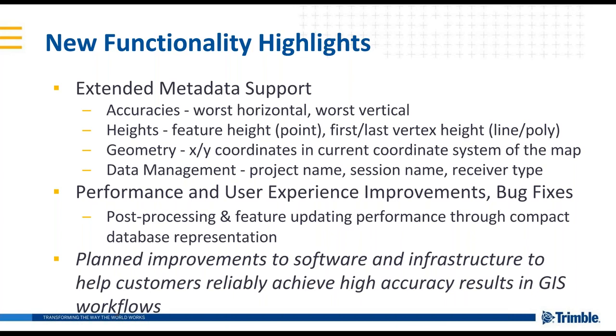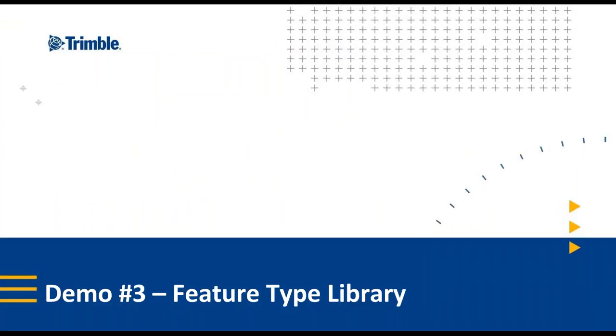The last thing is, and this won't necessarily make its way into this release, but we do have some planned improvements to both software and infrastructure to help customers more reliably achieve high accuracy results in GIS workflows. And we don't want it to be as much of a mystery on why sometimes you can get decimeter and why sometimes you can't. So that involves changes to how we distribute potentially the base station list and what's in the base station list, and improvements to the software to make it easier and more reliable to get high accuracy data.